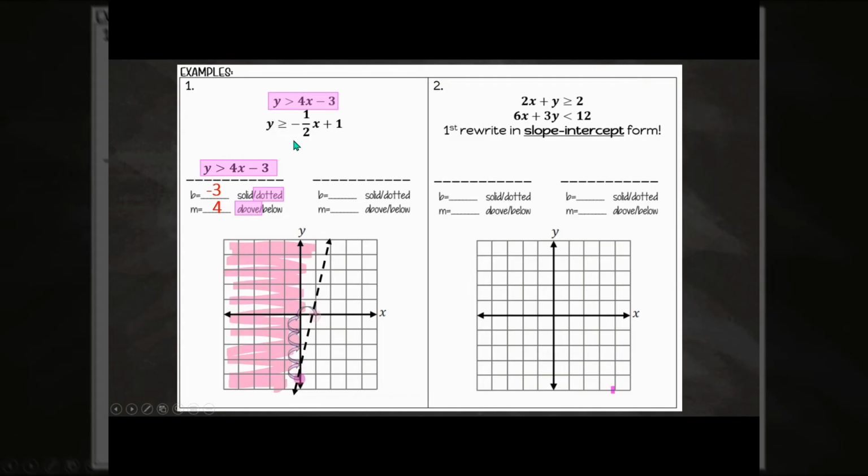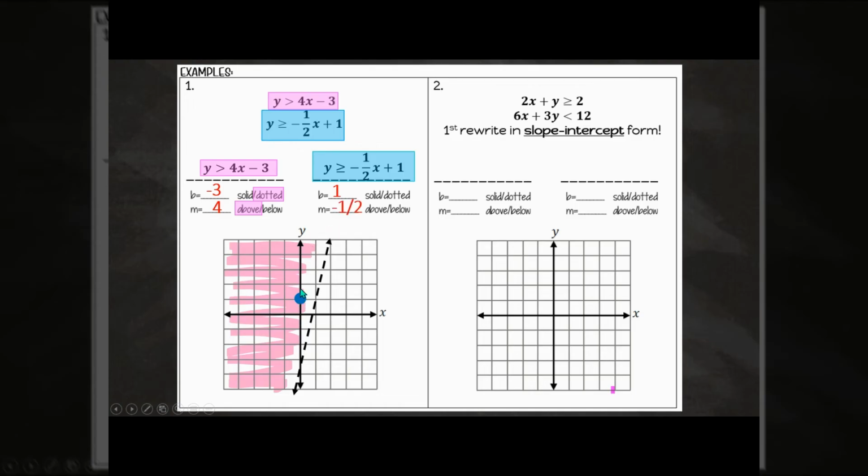Now I'm going to go ahead and graph my second line. Y is greater than or equal to negative 1/2 x plus 1. So that's where I'm going to use this information. My y-intercept, my b term, is that number that's by itself, the 1. So I'm going to go here and plot the 1. My slope is negative 1/2.